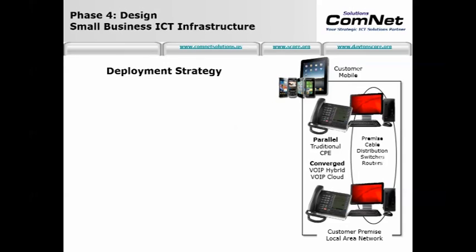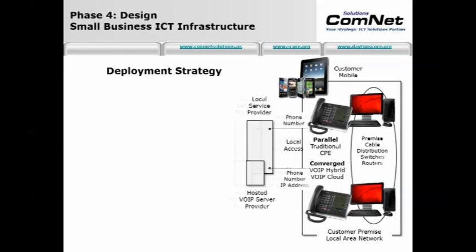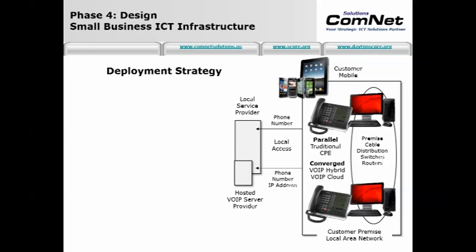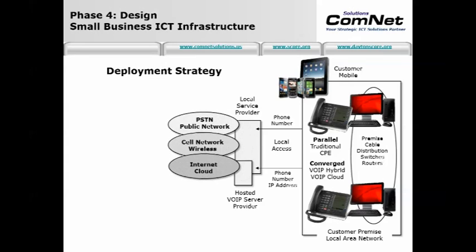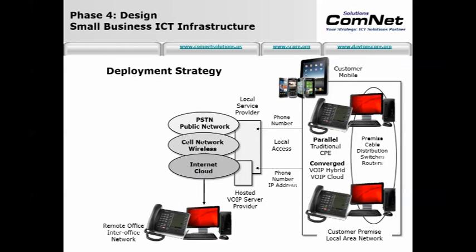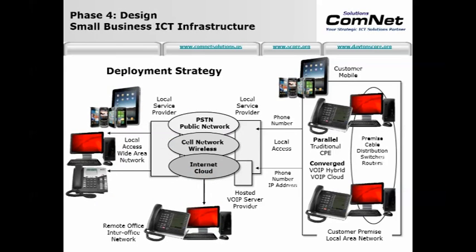Staying with phase 4 design, this slide shows several deployment strategies. See over on the right is your premise or office. You can have parallel systems, voice data on separate cable, or you can have converged systems, or you can have cloud-based systems through a hosted server. Then you go out over your public network or your cell network or the internet or the cloud to a remote office or to your mobile employees. So there's a lot of deployment option strategies.